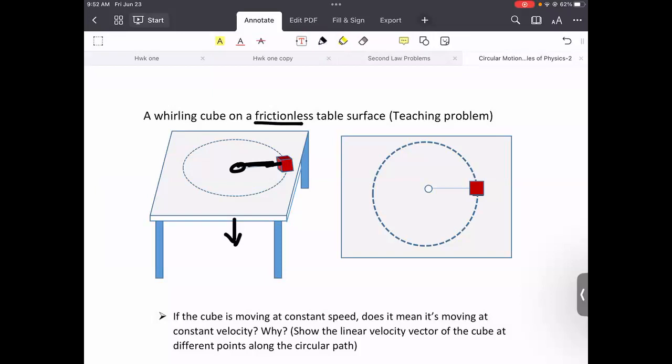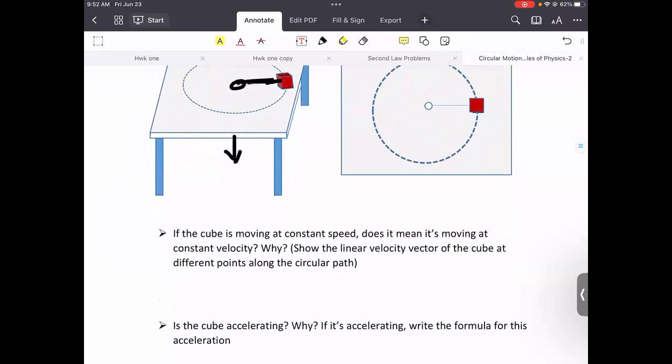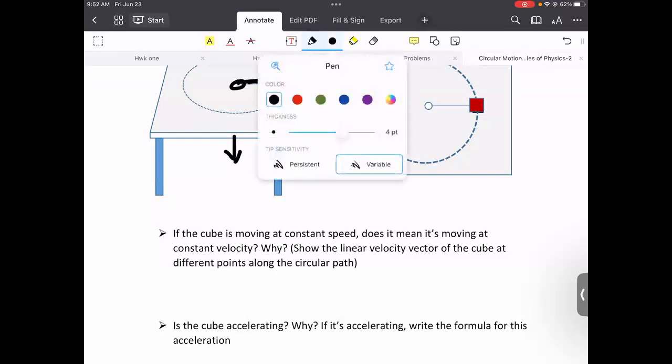Now we have a few questions to answer here. The first question says, if the cube is moving at a constant speed, does it mean it's moving at a constant velocity? Well, you might want to pause the video and think about what the answer will be. But as you remember, velocity is defined as speed in a specified direction. In order for us to define velocity, we have to talk about the speed of an object as well as the direction. So in this case, we know that although the speed is constant, the direction is not.